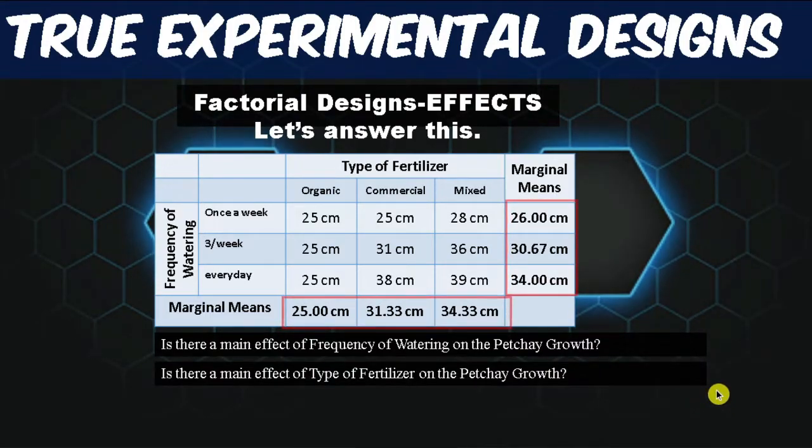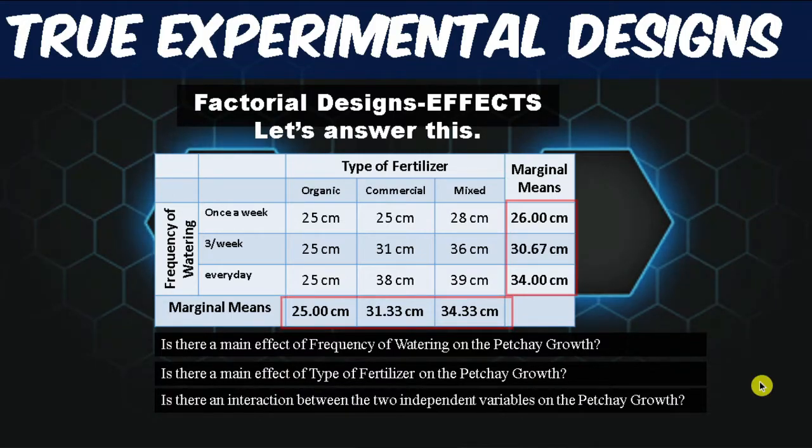How about the main effect of the type of fertilizer you apply on the pechay growth? Again, we detect differences in the means. So the pechay that consumed mixed fertilizer, they had the highest or the best growth, followed by commercial, and then lastly the organic fertilizer. So perhaps if we test this further, we would detect that there is a main effect.